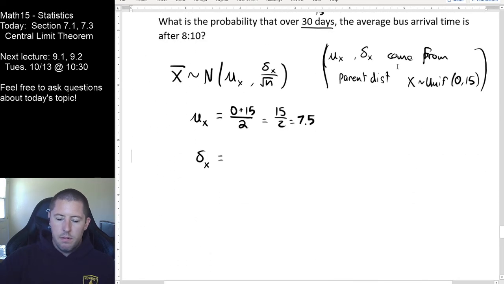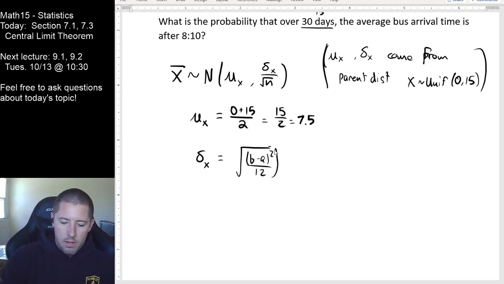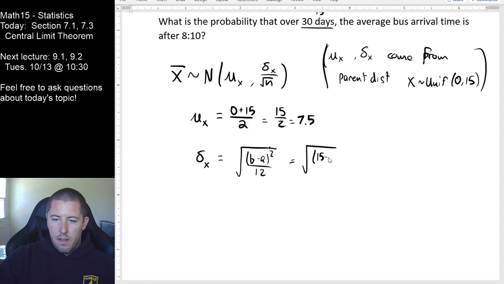Square root of (b minus a) squared over 12. I don't know why I put a, just get rid of those two parts. And here we can then say this should be the square root of (15 minus 0) squared over 12, which is the square root of 15 squared, which is 225, over 12.